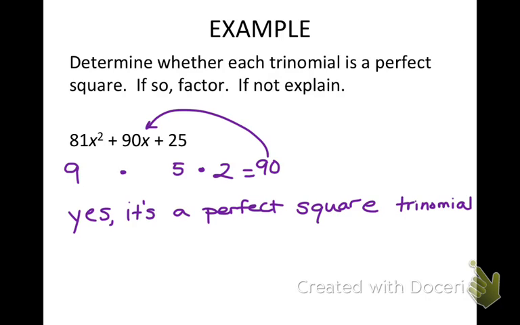But wait, so if it's not a perfect one, you don't have to factor it? Well, it may be factorable, it just won't be a perfect square. But you still have to factor it. Yeah, or try to. I have a question.